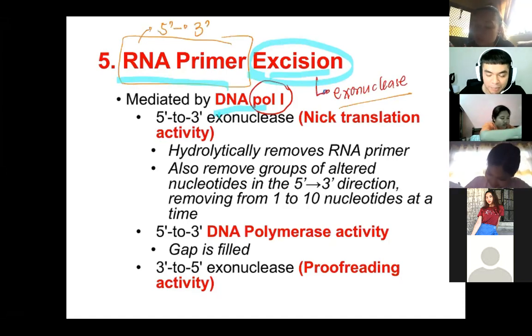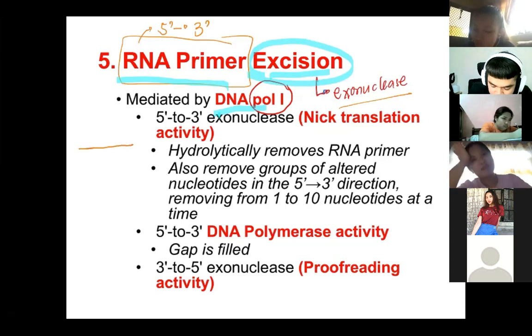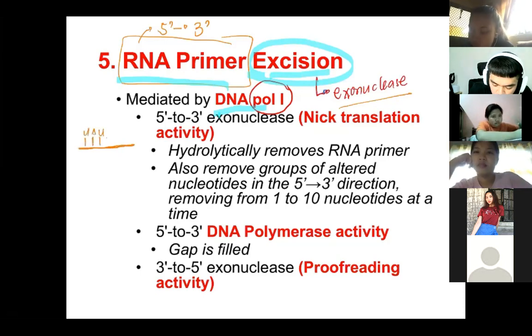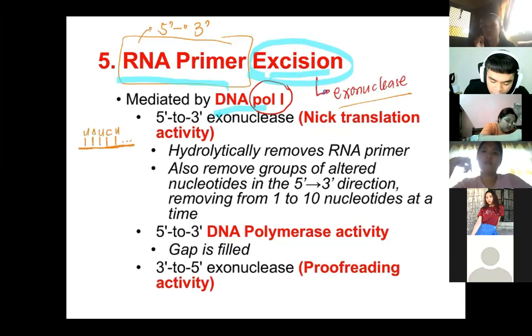Okay, 5 to 3. So for example, makinig ha. Ito yung short segment ng RNA. Halimbawa, U, A, U, C, U, and so on and so forth. Yan yung short segment, from 5' to 3'. Yan yung primer. For example, a primer.